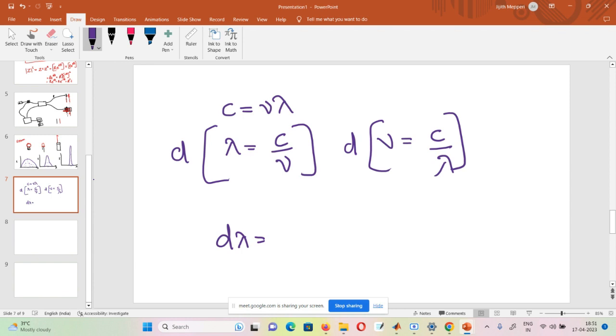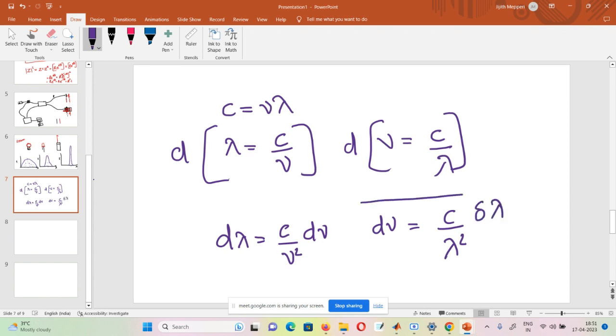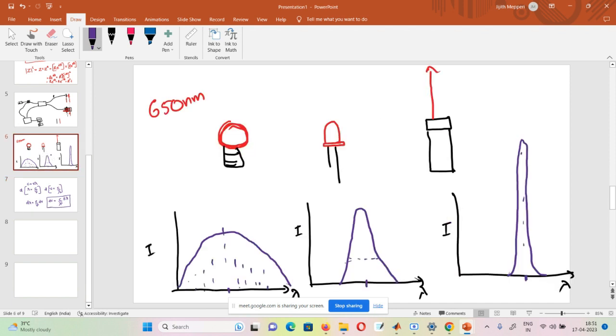Actually we are not dealing with any direction here, so it will be C by nu square delta nu. Or if you take d nu, it is C by lambda square delta lambda. So just think of this equation. If you have a delta lambda, what is delta lambda? Delta lambda is actually giving the width of this one.